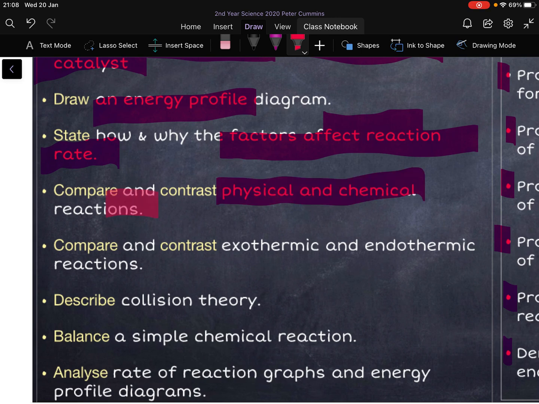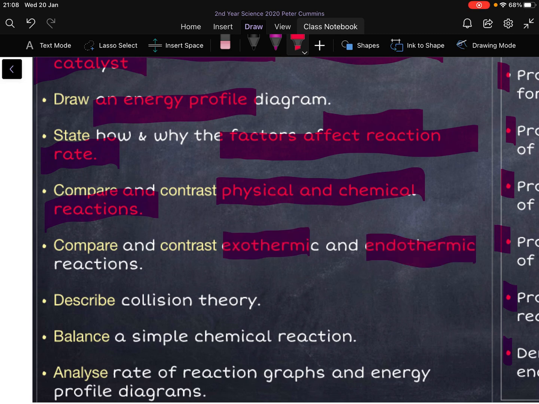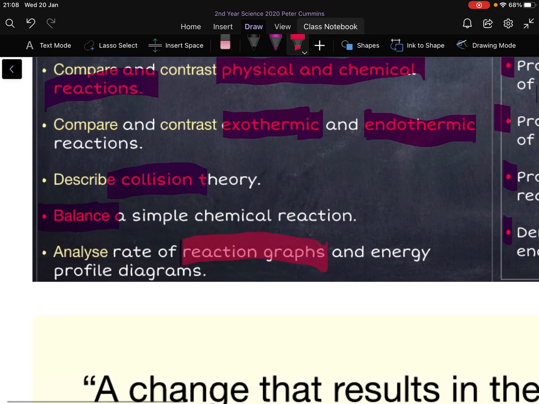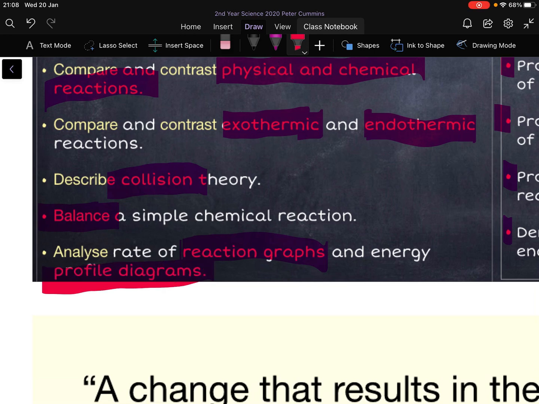We're going to look at the difference between physical and chemical reactions. So something that's physical and something that's actually chemical. These things here, exothermic and endothermic, what does that mean? Well, we're going to find out. What is the difference between a reaction that's exothermic and a reaction that's endothermic? Things to do with collisions. I'm not talking about car crashes, I'm talking about collisions of particles on an atomic scale. We're going to look at balancing equations, and we'll get to that in a while, and then look at reaction graphs as well, and energy profile diagrams.